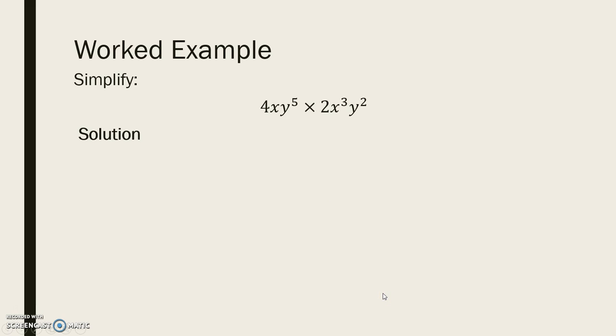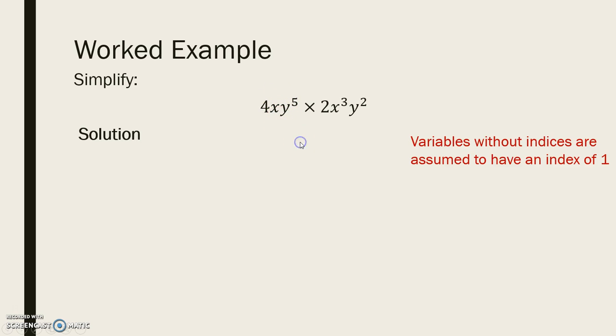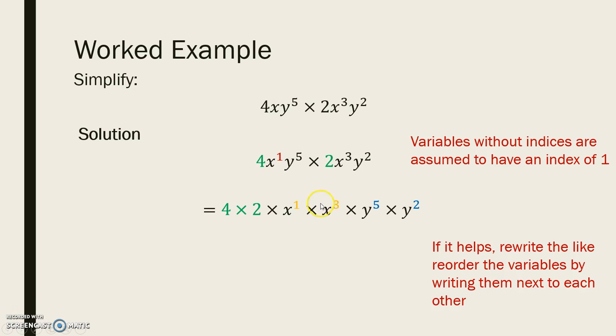Here's another example, once again, slightly different. And this is because we've got this x here without an index. You may recall that when there's no index showing, it has an index of 1. So this is what it actually looks like. So once again, if you like, rewrite them in order. So there's our coefficients, our numerals. Here's our x's, and here's our y's in blue. So 4 times 2 is 8. 1 plus 3 for the x's, 5 plus 2 for the y's, giving us 8x to the 4, y to the power of 7.